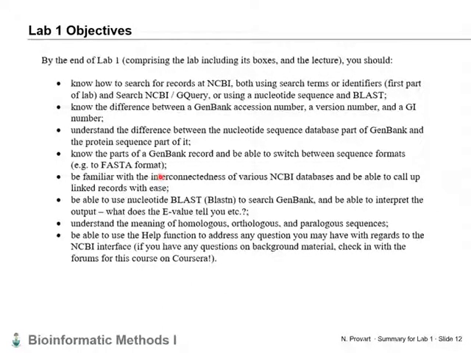You should also know the parts of the GenBank record and be able to switch between sequence formats. You should easily be able to get a FASTA formatted sequence out of the database. You should be familiar with the interconnectedness of various NCBI databases and be able to call up linked records with ease. Just click on them, basically. You should be able to use nucleotide BLAST-N to search GenBank, and you should also be able to interpret the output. What does the E value tell you? What is a good E value?